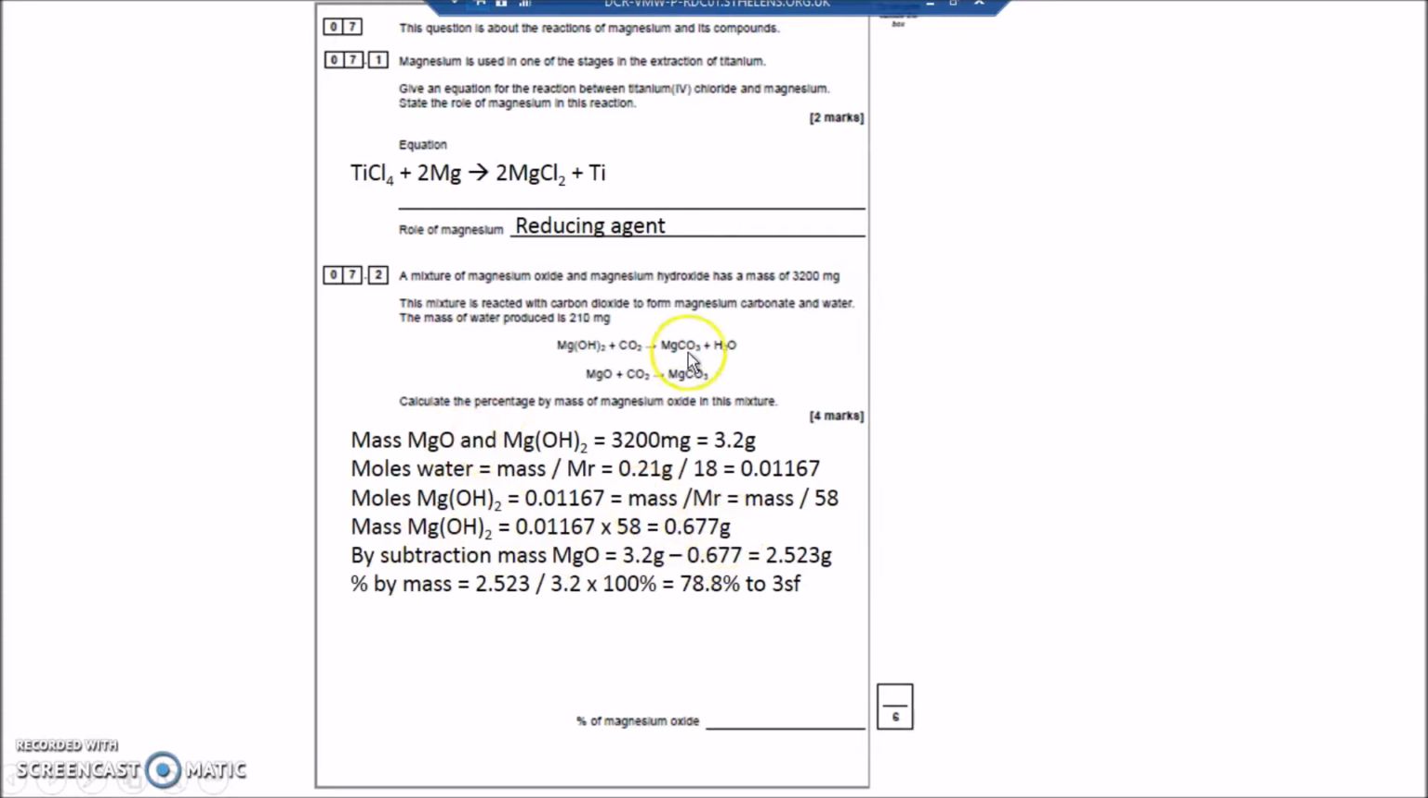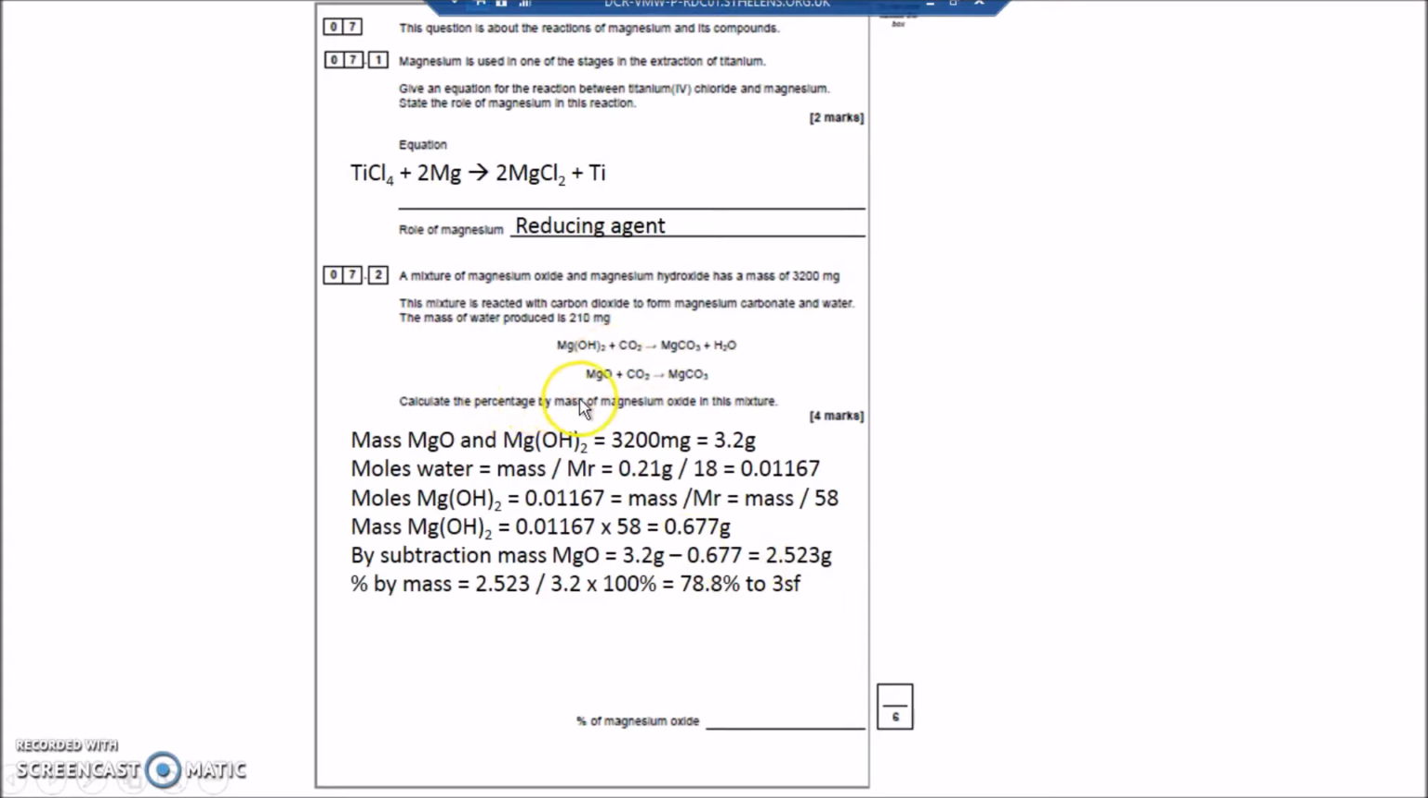Now I know the combined mass. It tells me the combined mass of the magnesium oxide and the magnesium hydroxide is 3.2 grams or 3,200 milligrams. So if I subtract the mass I've just worked out, the magnesium hydroxide, from this total mass, 3.2 grams take away 0.677 grams is 2.523 grams. That must be the remaining magnesium oxide. So I've got 2.52 grams of magnesium oxide.